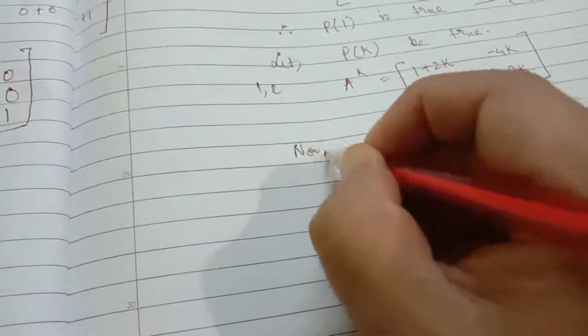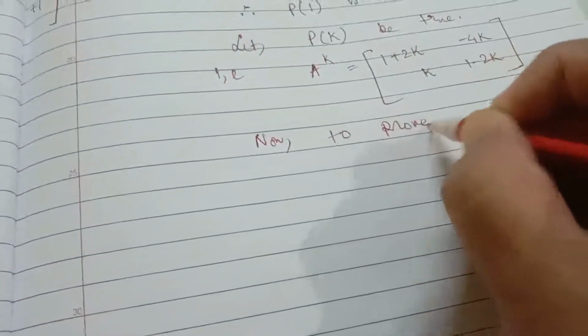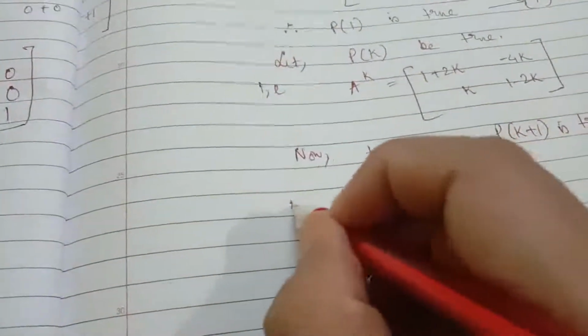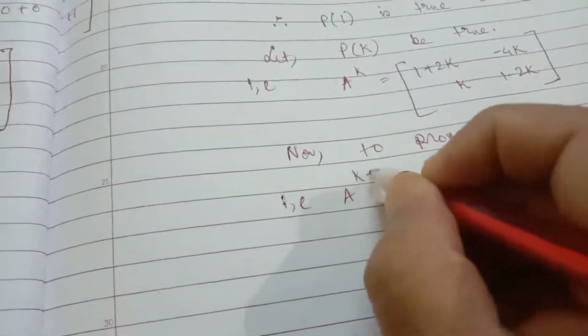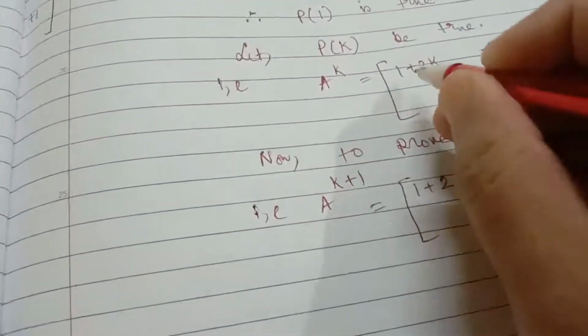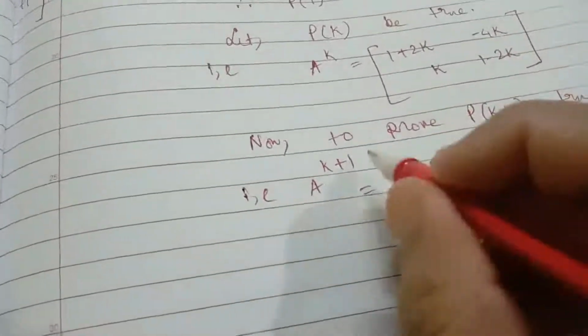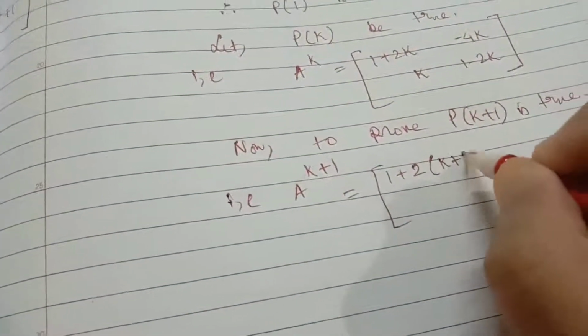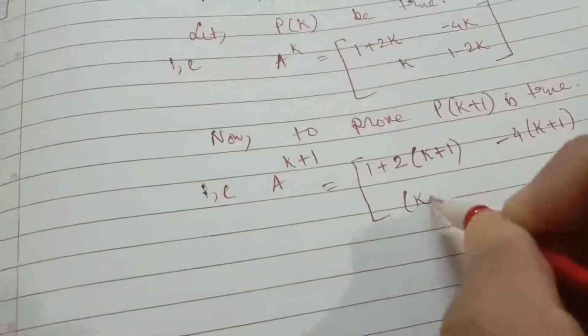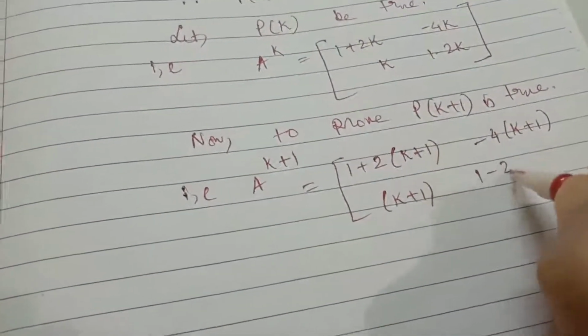Now to prove Pk plus 1 is true. And how to prove Pk plus 1 is true? That is, we have to prove A to the power k plus 1 is equal to 1 plus 2 into k plus 1, replacing k by k plus 1, minus of 4 into k plus 1, k plus 1, 1 minus 2 into k plus 1. We have to express this in terms of k plus 1.